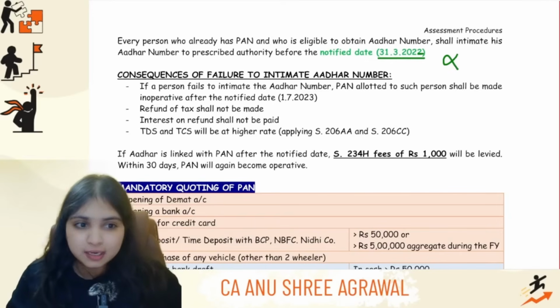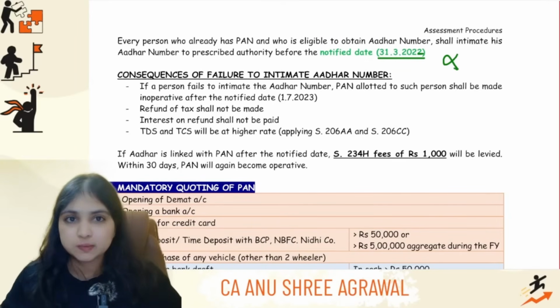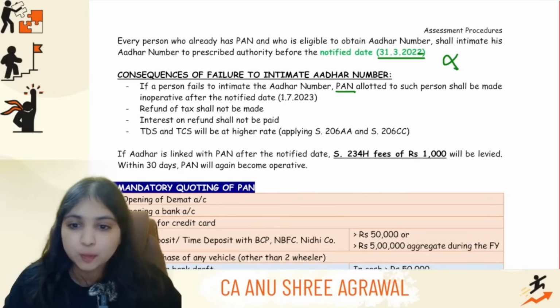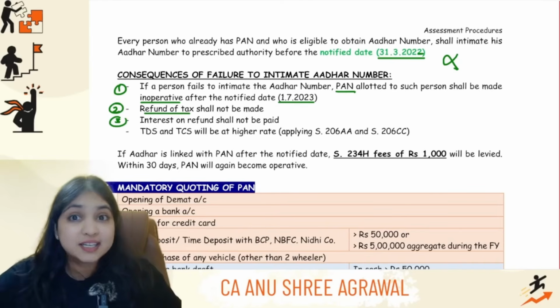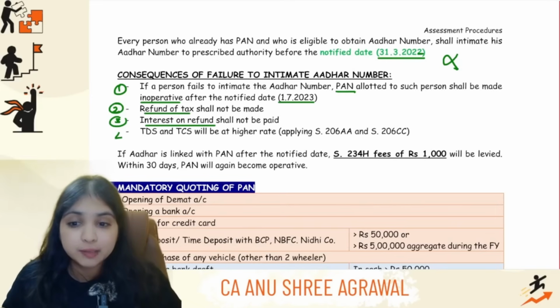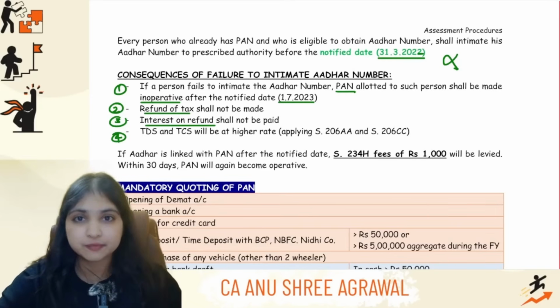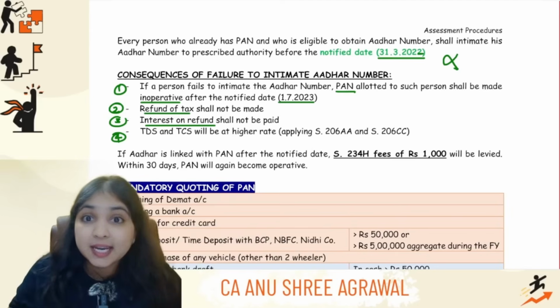If you don't interlink by 31st March 2022, then 4 things will happen. Number 1, your PAN will become inoperative. But when will PAN become inoperative? Only on 1st July 2023. Then point number 2, you will not get refund of income tax and all. Point number 3, interest on refund also you will not get. And point number 4, your PAN has become inoperative, which means it is as if you don't have a PAN number. So if you don't have PAN, TDS higher rate will apply 206AA, TCS higher rate will apply 206CC.